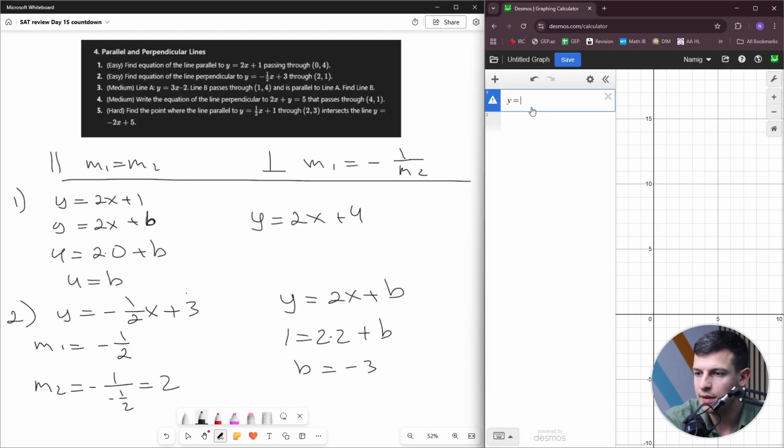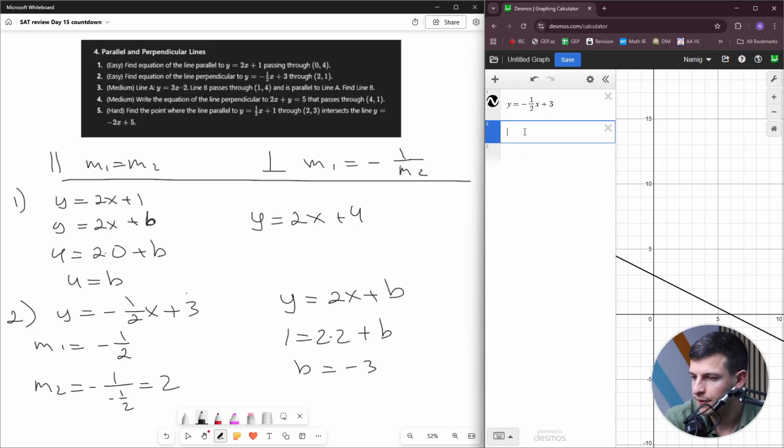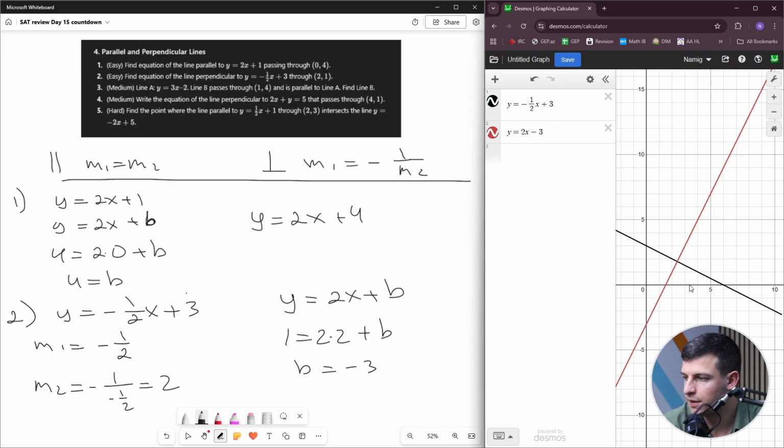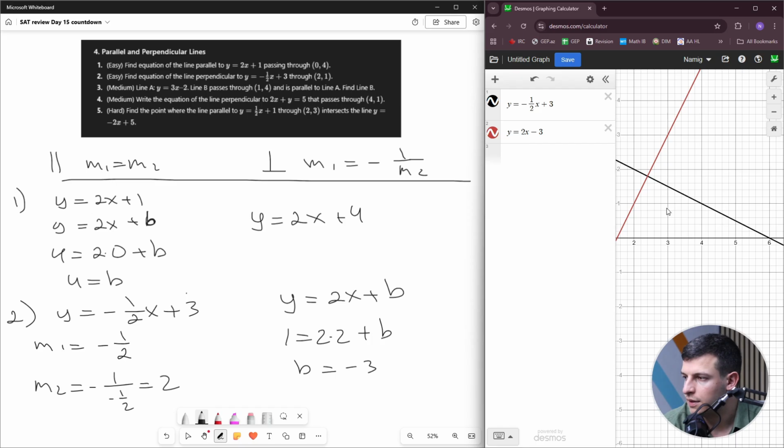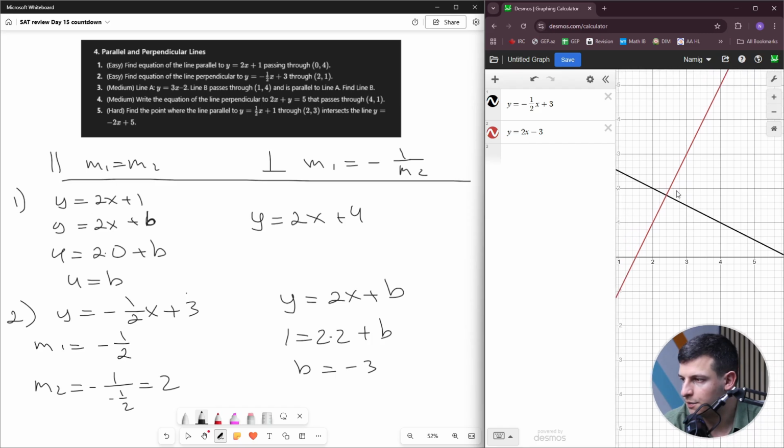The original is y equals negative 1 over 2 x plus 3, and the perpendicular one we found is y equals 2x minus 3. There you go. It seems all right to me. Now, I can't 100% say that they're perpendicular just by looking at the graph, unless I have a thing to measure the degree. But they seem perpendicular to me, and we followed the rules, so we should be fine.